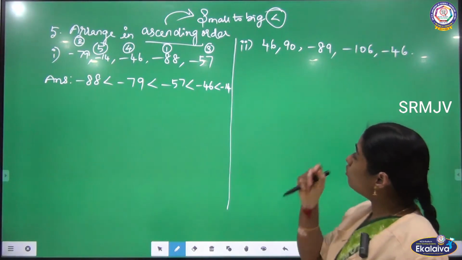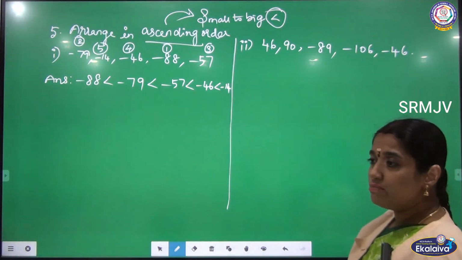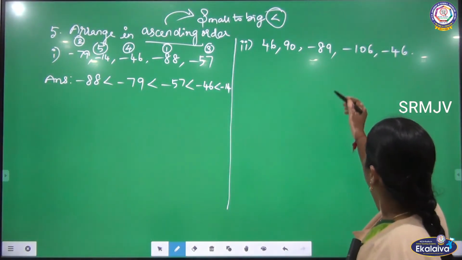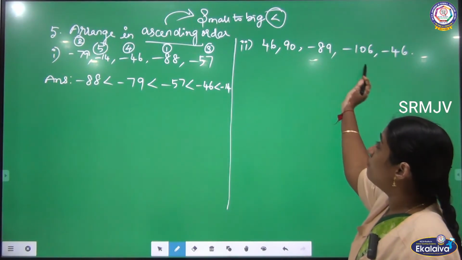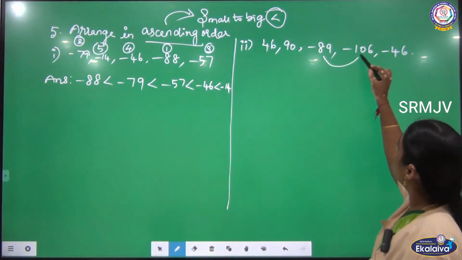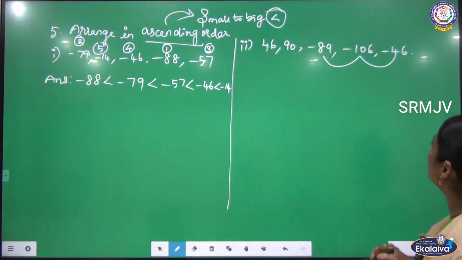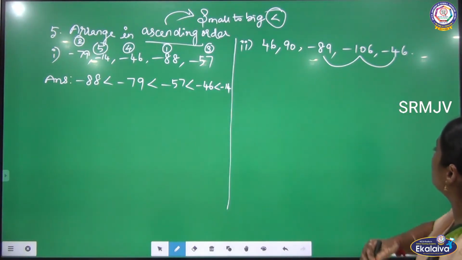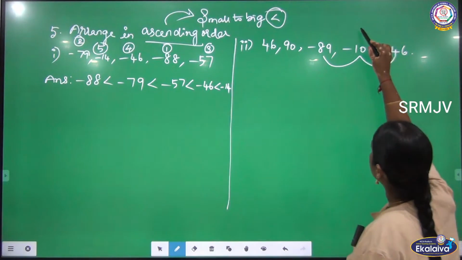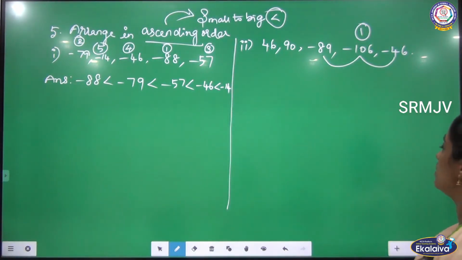Okay. Now listen, come here. Here you are having 2 positive integers and 3 negative integers. From small to big I am going to arrange. When you are comparing positive and negative, positive is greater. So you are going to arrange from these 3. Okay, listen. Which one is the smallest here? Minus 89, minus 106 or minus 46? Minus 106 is the smallest negative integer here.